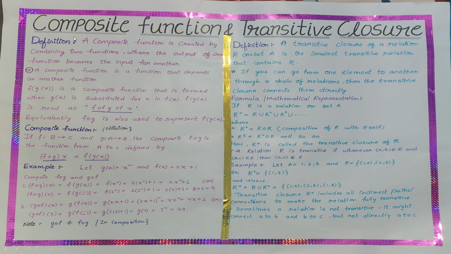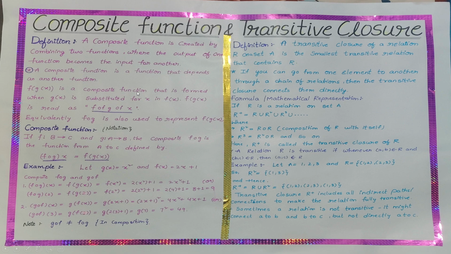First of all, we should know what is composite function. Here we can see the definition. Composite function is formed when one function is applied to the result of another function. In terms, we have two functions f of x and g of x. Then the composite function is written as f of g of x or g of f of x.